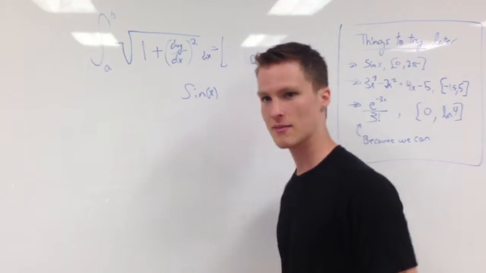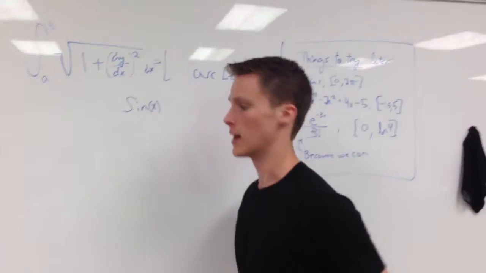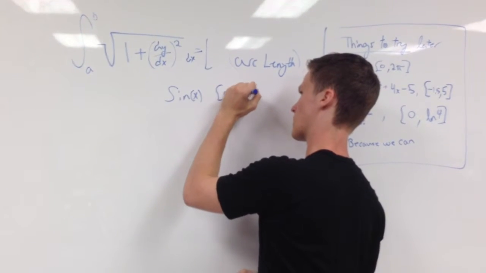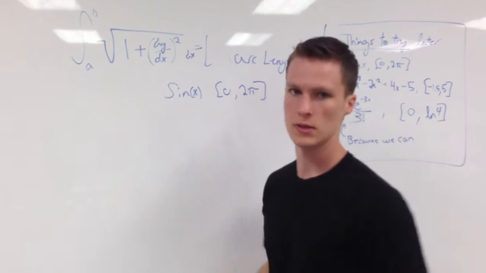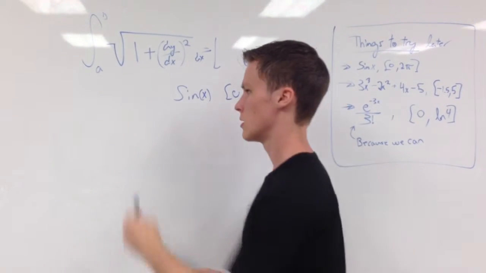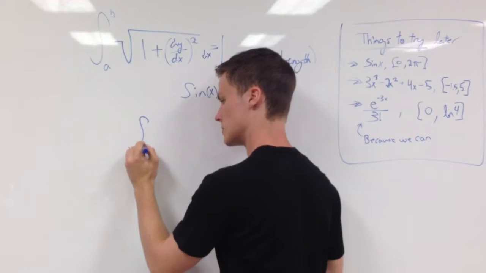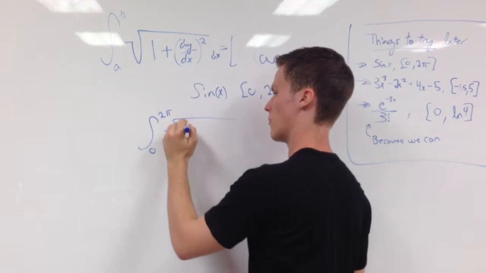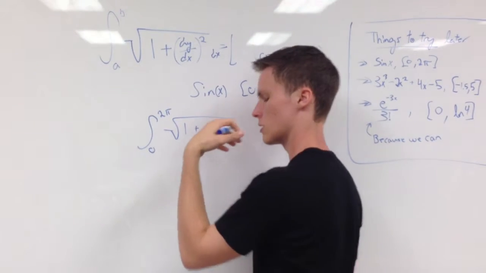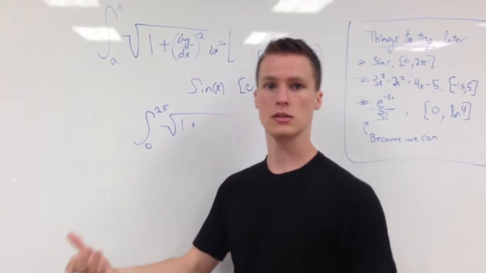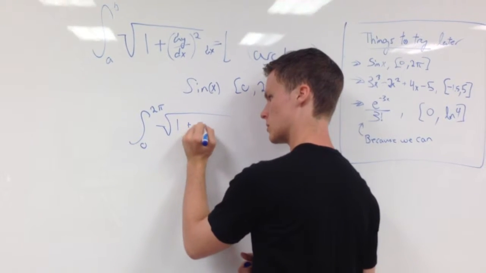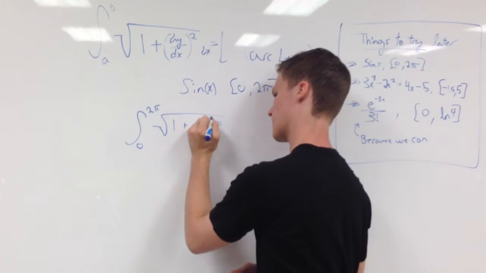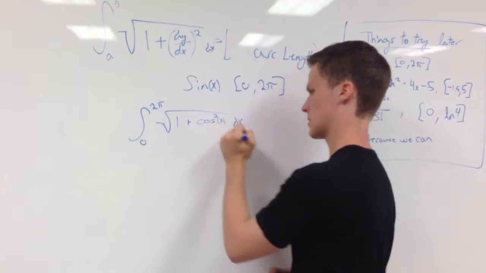And we're going to be finding the arc length of sine of x from 0 to 2 pi. Okay, so to walk you through it, again, it's really simple. The integral from 0 to 2 pi of the square root of 1 plus, and the derivative of sine is cosine. So cosine x squared. So your little dx thing there, which I always forget.